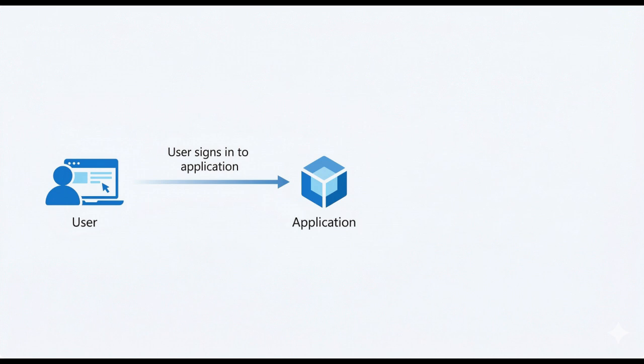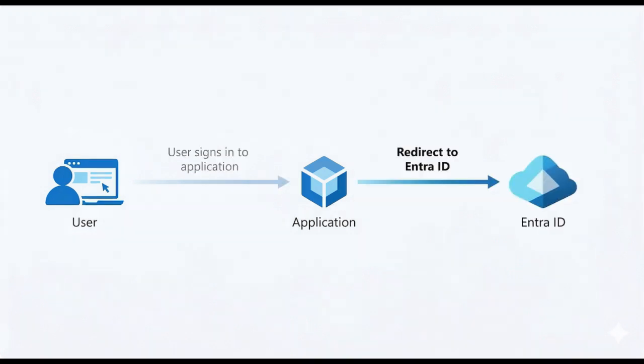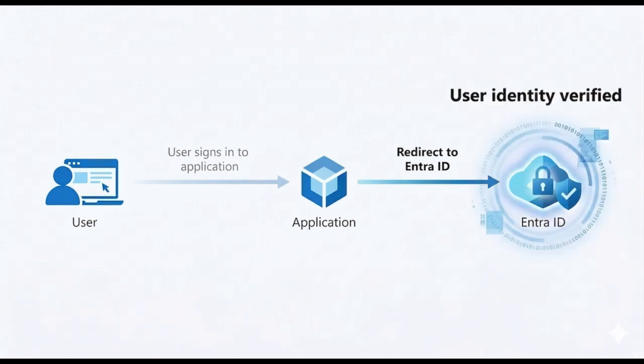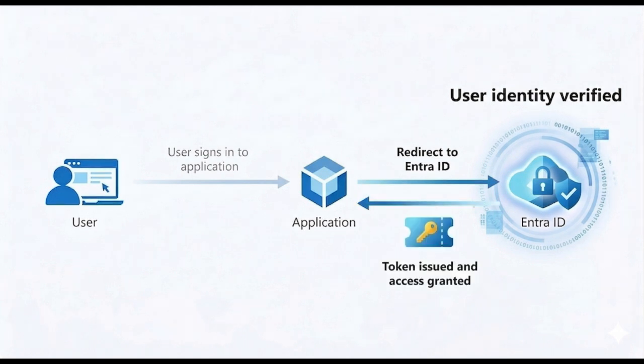When a user signs into an application that uses Entra ID, the application does not verify the password itself. Instead, it redirects the user to Entra ID. Entra ID then verifies the user's identity and then returns a token that the application can trust. This authentication is provided by the Microsoft Entra ID Identity Service.